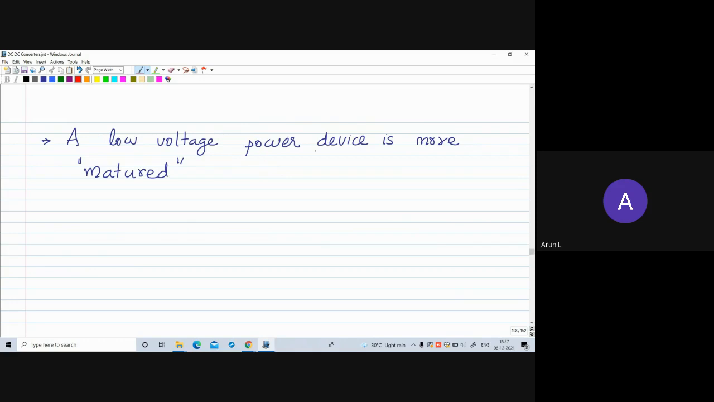Low voltage devices are more mature because we have more understanding about, for example, a 650 volt IGBT. A 650 volt IGBT is more popularly used than a 6500 volt IGBT that is recently developed, because people are not much familiar with this high voltage device, whereas they are more familiar with low voltage power devices. So there is a tendency to use many low voltage devices in cascade connection.